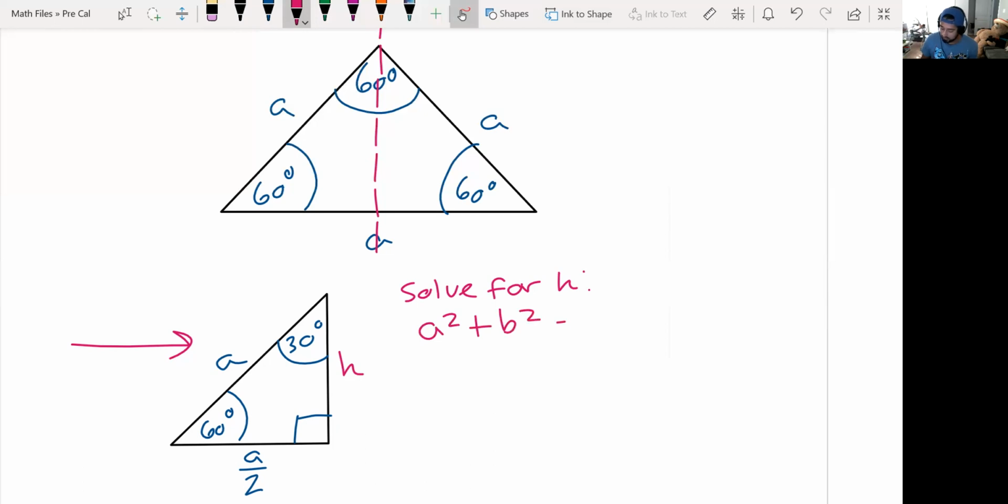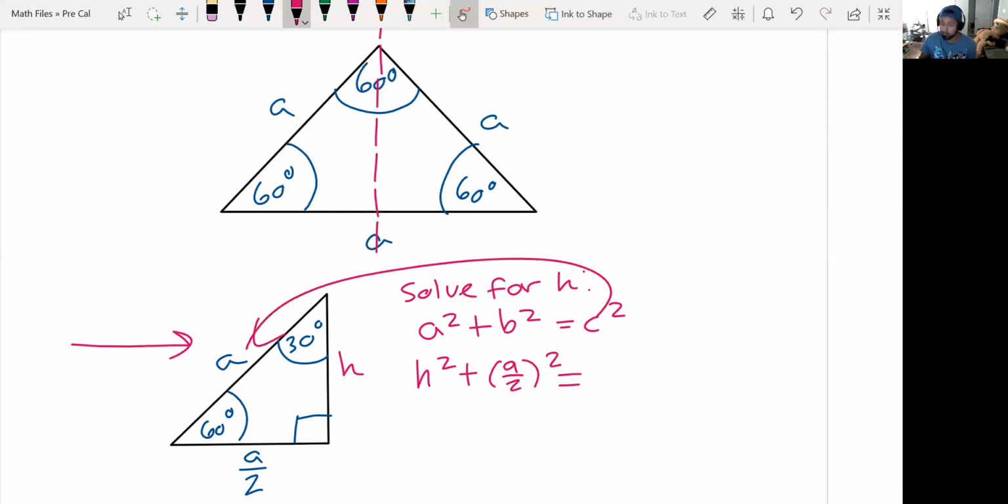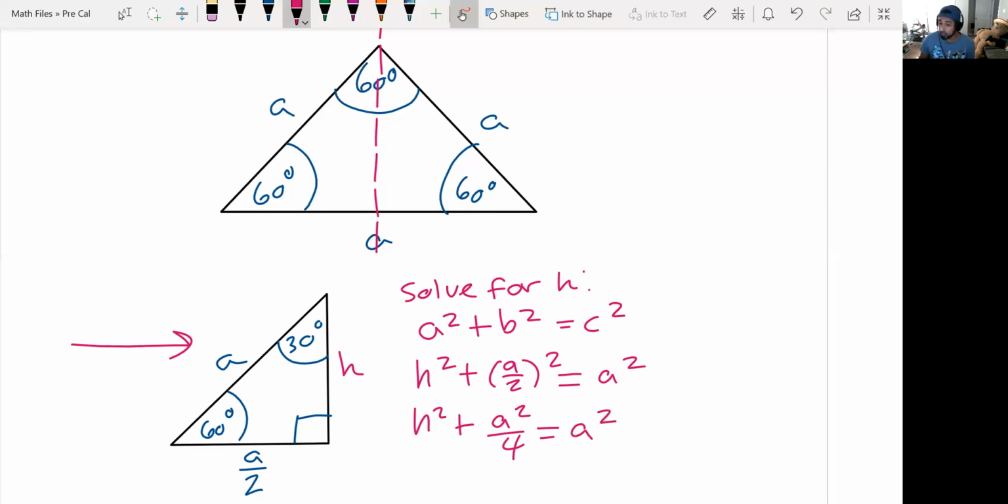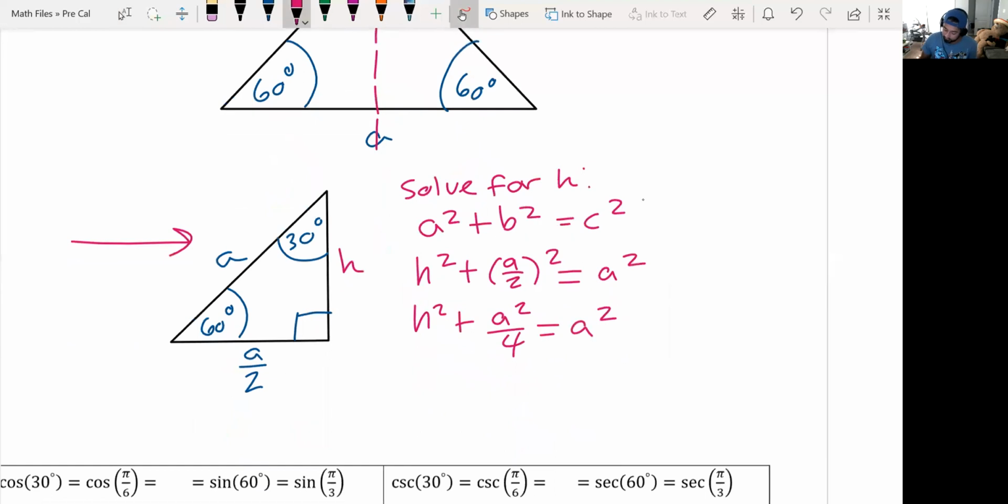A squared plus B squared equals C squared. Here my A should be that H, right? So that's going to become H squared plus my B value, which is A over 2, so you get A over 2 squared, and my C value, my hypotenuse, is actually A, so you get A squared. Then make sure you square everything. This becomes A squared over 4, equal to A squared. We're solving for H, so move over that A squared over 4.